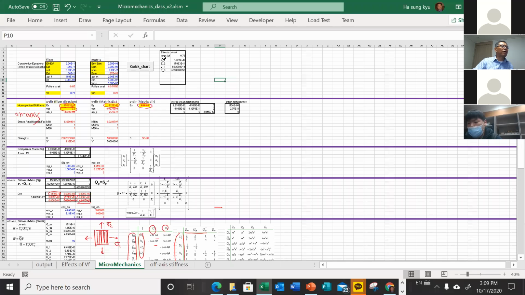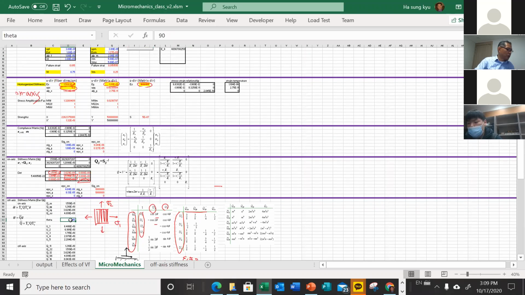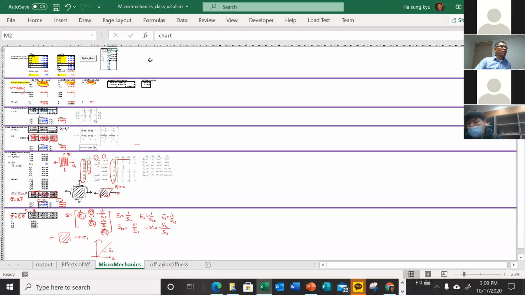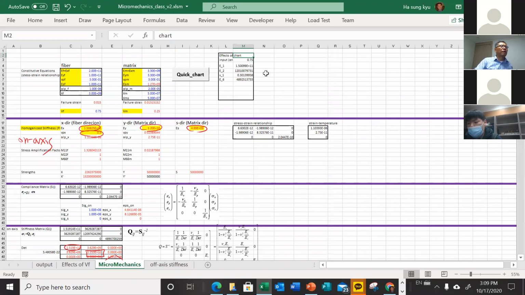Only these four terms, and now the input will be an angle. Angle means that this angle will be the given, and this will be the output, right? So here the angle will be taken from this value, and so on. What we are trying to do is, I hope you are able to see this flow.